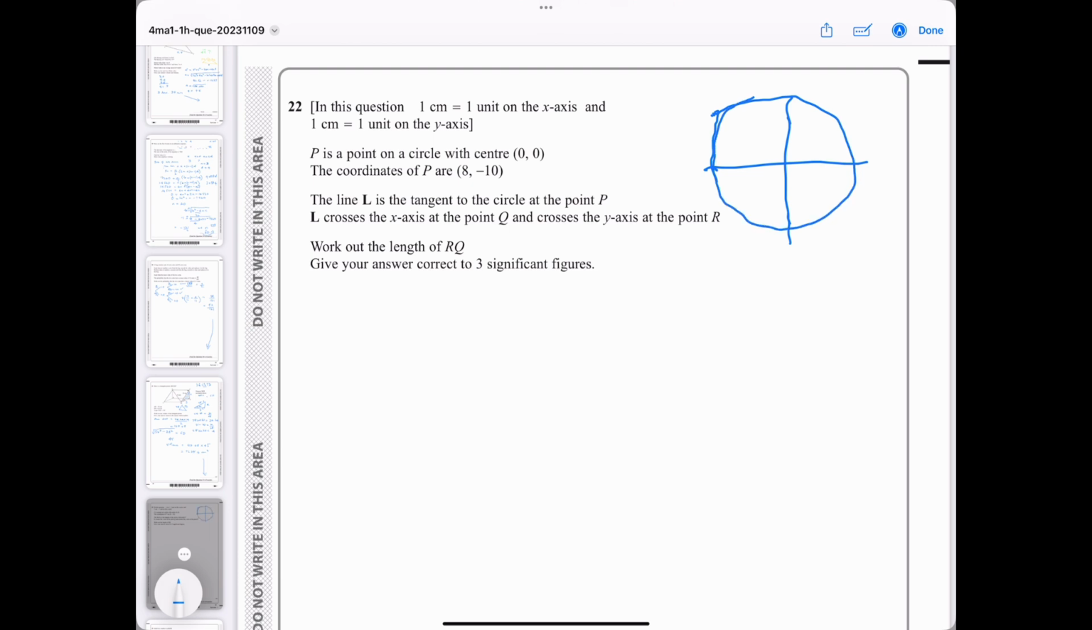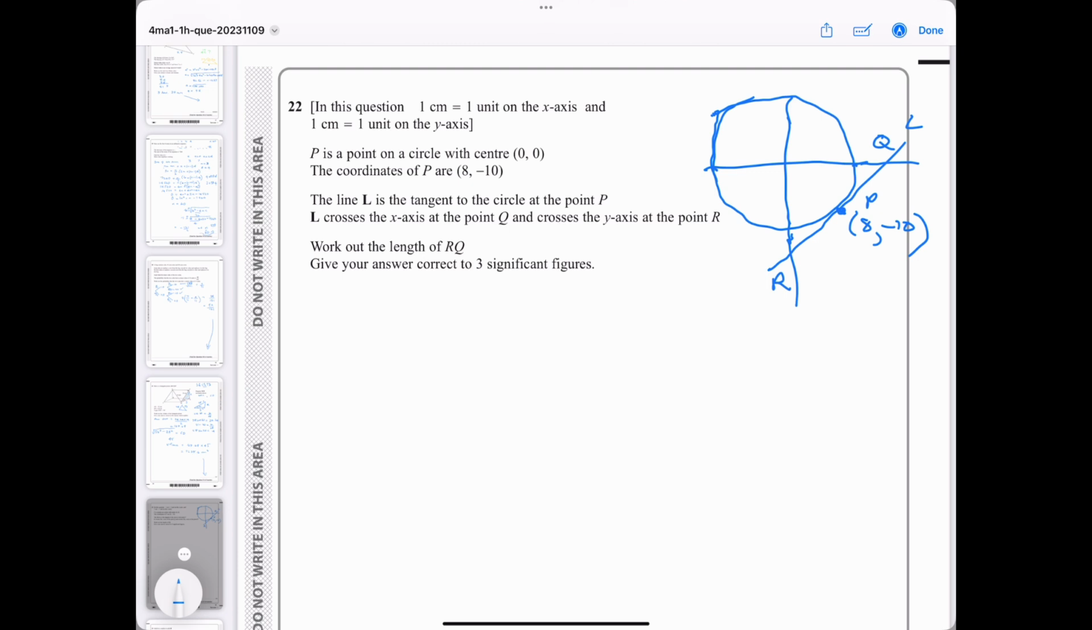Right, so it should be the other way around. So it's minus 10, 8, so it's going to be about here. The line L is the tangent to the circle at point P. So it goes like that. And L crosses the x-axis at point Q and the y-axis at point R. So that's the P and this is L. Work out the length of RQ and give your answer to 3 sig figs.